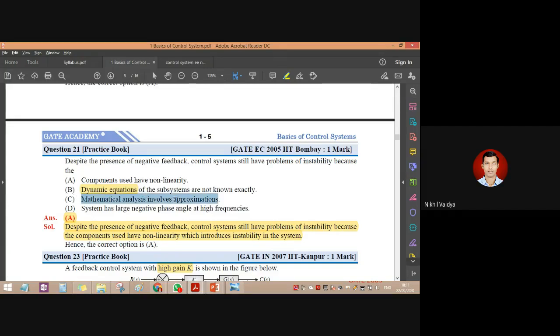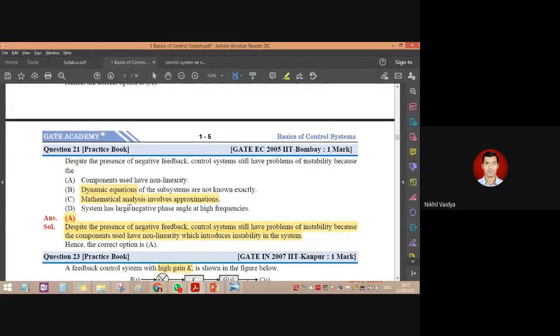Then mathematical analysis involves approximation. That's why the response may be nearly unstable, so that can be the case. But when we study mathematical modeling, we generally see that very little approximation is used, because we want a more precise control system. So approximation is very rare. In certain cases only we use approximation. So that's why approximation cannot be the answer.